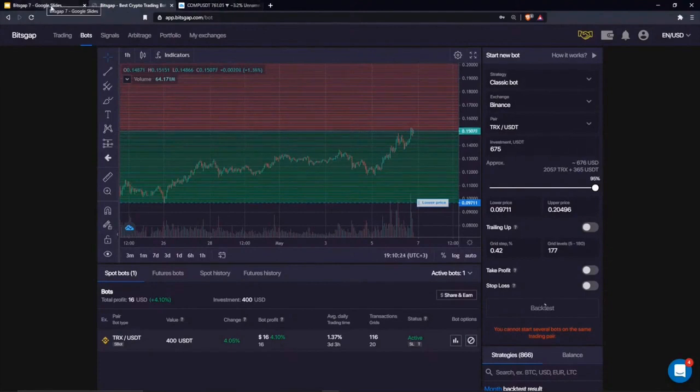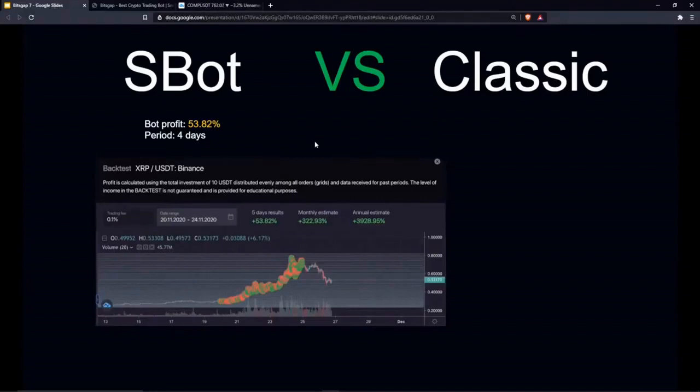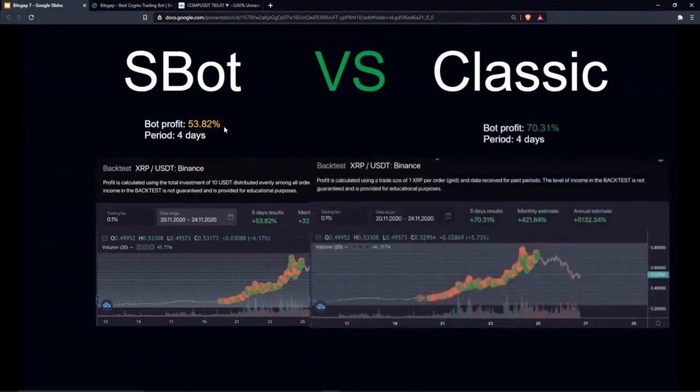Okay. And so here, using the backtest mode, I could instantly find out that launching the SBot from the 20th of November until the 24th of November, it would bring me 53% of the return. Whereas if I would have launched the classic bot on this same period, you see, 20th of November until the 24th of November, absolutely the same period, the classic bot would bring me 70% of the return. So here's a perfect visualization of how the classic bot outperforms the SBot on a rising market.